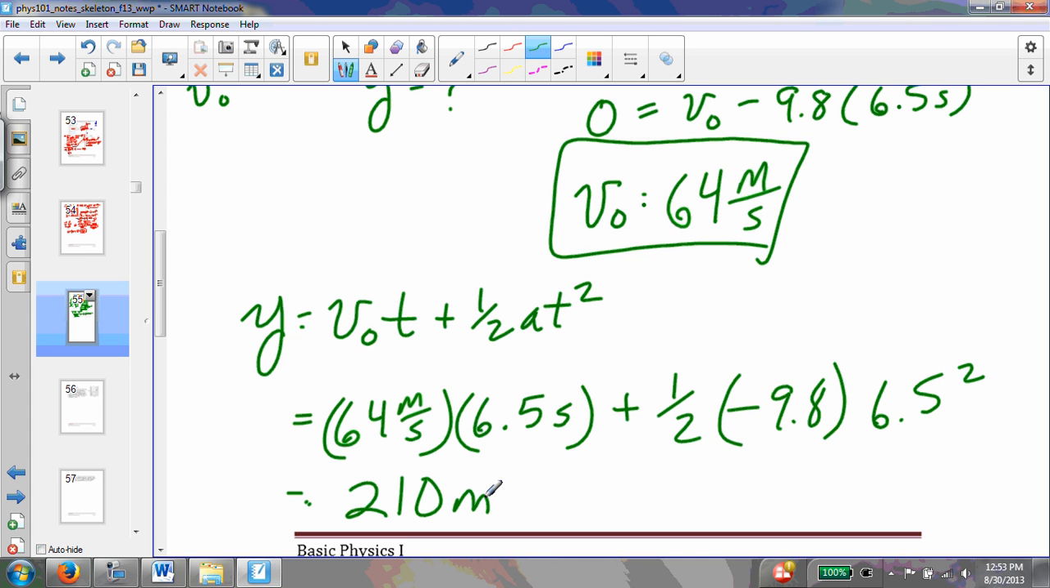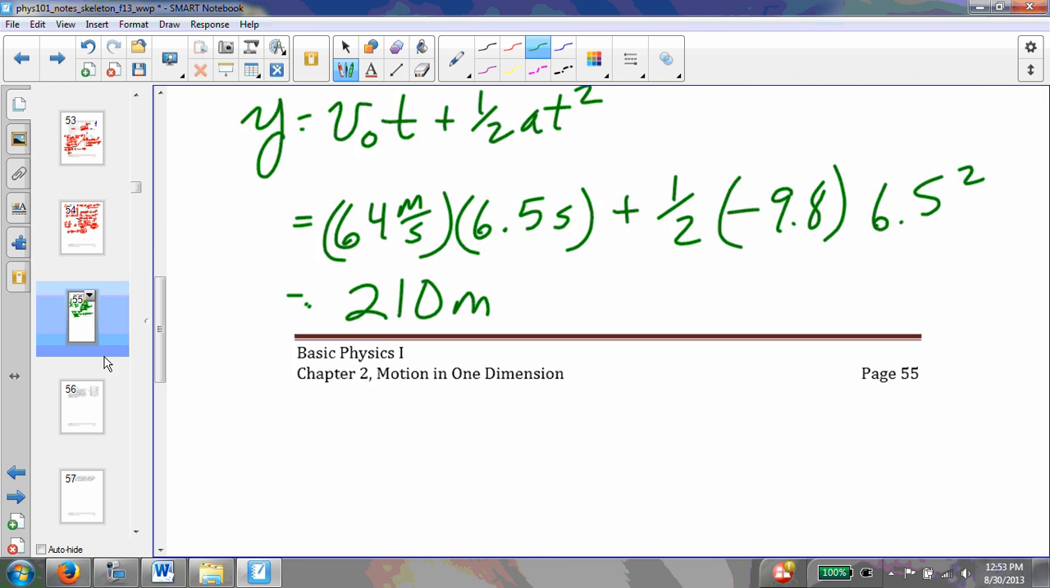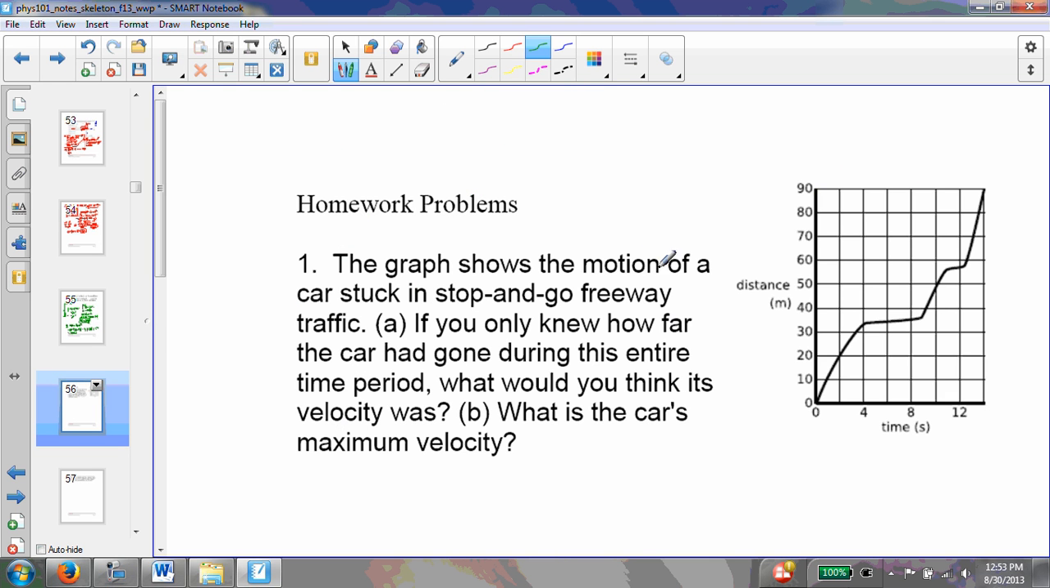And as we said, for it to be in the air for that long, for 13 seconds, that's a really long time to be in the air. It's going to have to go pretty high. All right, I think that's the end of chapter 2. Should go ahead and be working on the homework problem, and we'll move to chapter 3.